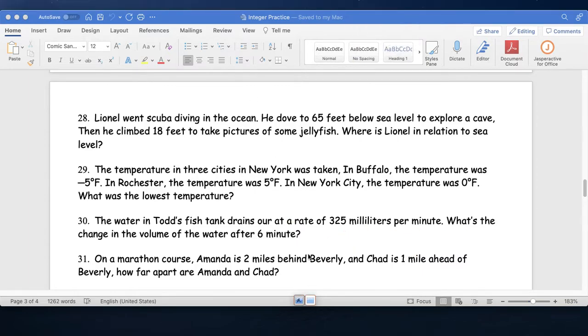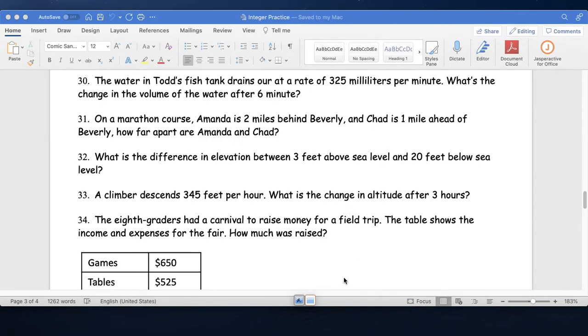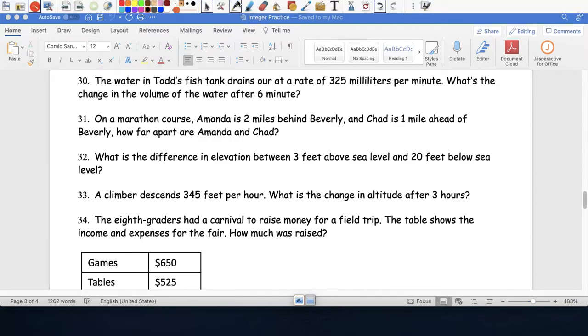Okay, 31. On the marathon course, Amanda's 2 miles behind Beverly and Chad's 1 mile ahead of Beverly. How far apart are Amanda and Chad? Well, again, I think it's better to use something like a line. We are comparing everyone to Beverly, so let's put Beverly here.